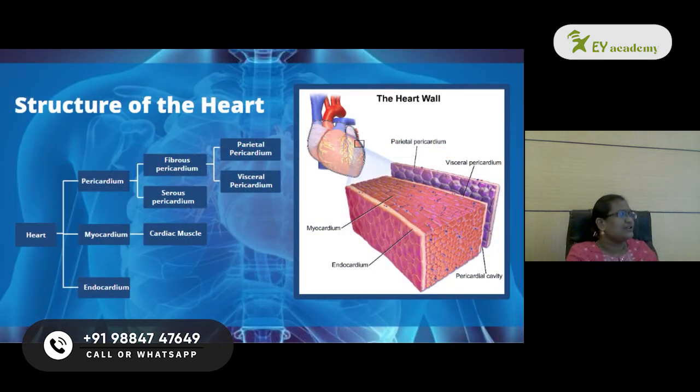So moving towards the structures of the heart. Your heart will have three layers: your pericardium, myocardium, and the endocardium. The name itself will say how the layers have been arranged. Endocardium means close to your heart, and then myocardium means the middle layer, which is the muscle layer of your heart, and then your pericardium is the outer layer of the heart.